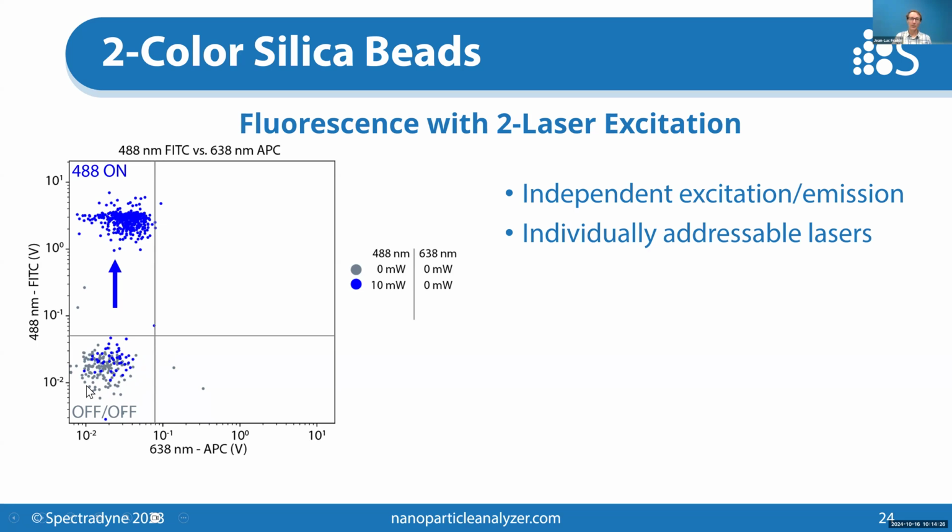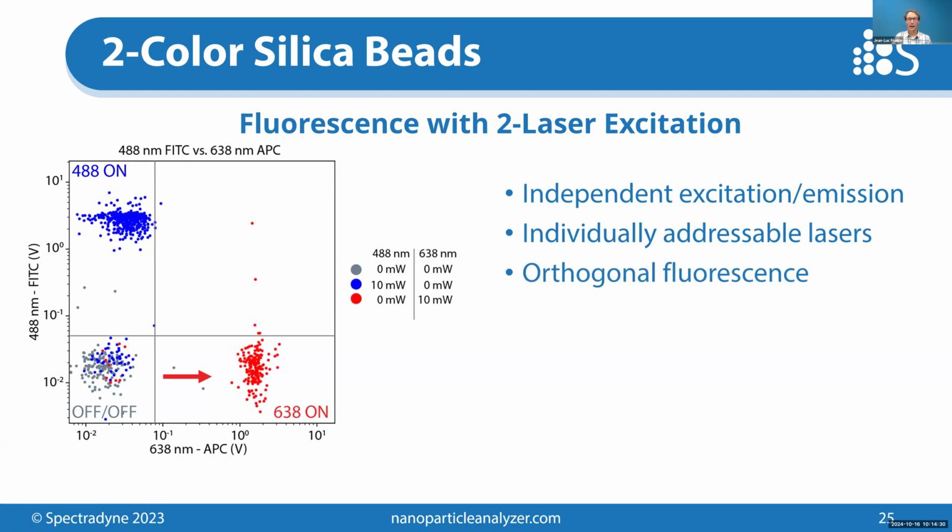If we then switch which laser is actuated, the 638 nanometer laser instead, we see that they're very orthogonal fluorescence in the 2 dimensions. And then when we have them both on, we get what we expect, which is the superposition of the 2 fluorescence distributions, okay? So this just shows that you can individually address the 2 different lasers and that we can cause independent excitation and emission and characterize it this way.